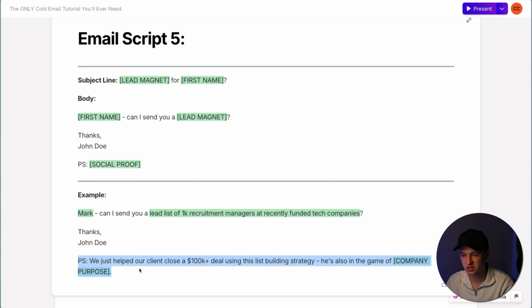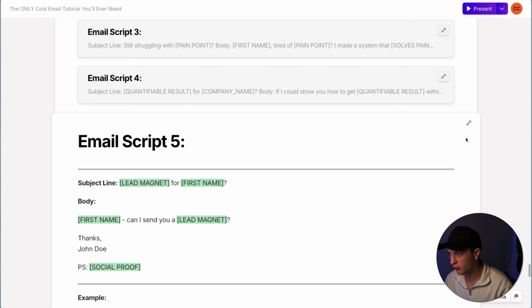And then PS, we just helped our client close a 100K plus deal using this list building strategy. He's also in the game of company purpose, right? So you can obviously modify this part, but the main thing here is we helped our client close a 100K plus deal using this exact strategy. Why is it not going to work for you? That's email scripts. Hopefully that helps you out.